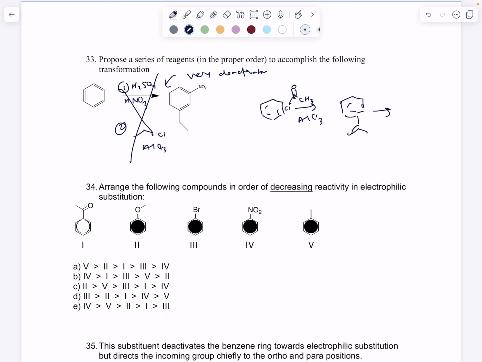And then that is a meta-director. So then you could do the next step of H2SO4 and HNO3. And then you would have your nitro meta to it. And then if you do zinc mercury and HCl, that gets rid of that to get our final product over here.